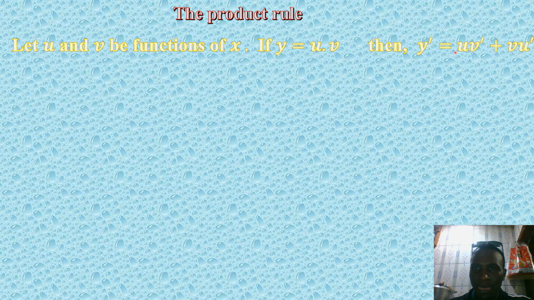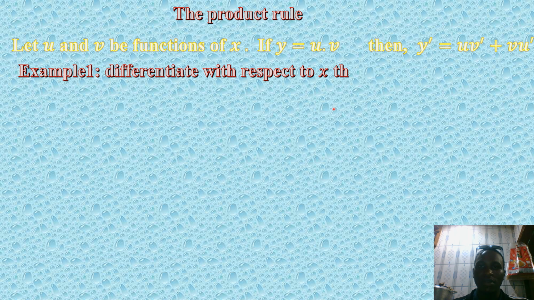Take it again. To differentiate the product of two functions, you keep the first part untouched and differentiate the second function v, okay, plus you now keep the second function untouched and differentiate the first. Now from there, let's look at an example to see how this is applied.